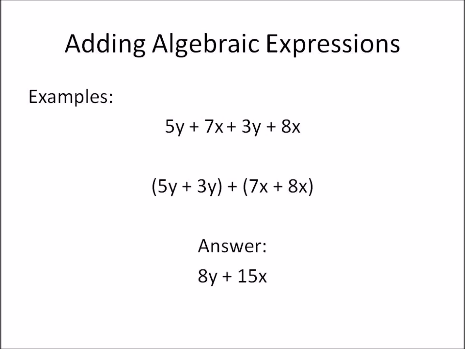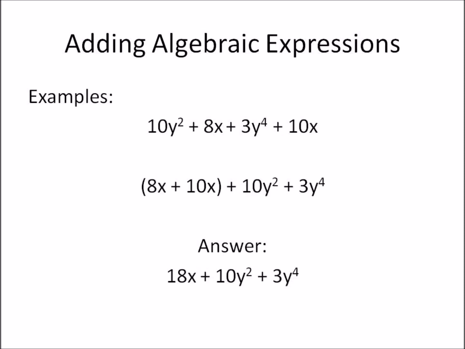In this example, you have 5y plus 7x plus 3y plus 8x. Now, when you have a question like this, where you have to add or subtract, you try and bring the like terms together. In this example, you have 5y and 3y. They are like terms because the variable in both is y. And you have 7x plus 8x. They are like terms because they both have the variable x. So you bring them together and your answer becomes 8y plus 15x.